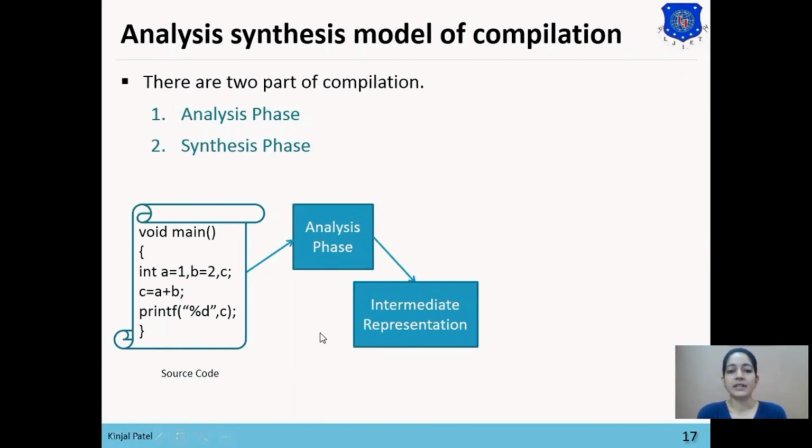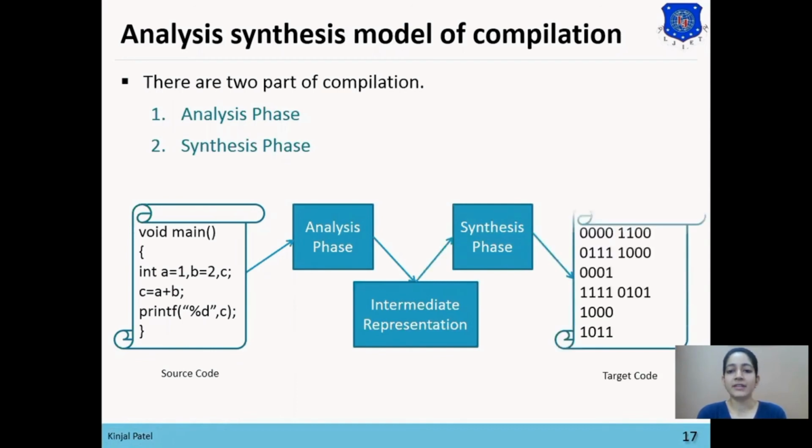The intermediate representation can be in any form, like three address code, Polish notation, postfix notation, or abstract syntax tree. Then that code will be passed to the synthesis phase, and the synthesis phase will generate the machine code. So this is the process: first our code is passed to the analysis phase, then the analysis phase converts it into intermediate code. This intermediate code is error free. Now that error free code will be passed to the synthesis phase, which is used to convert it into another form, which is machine language.